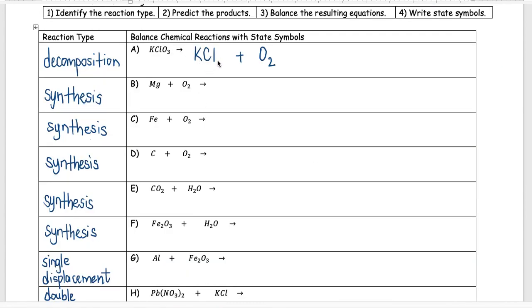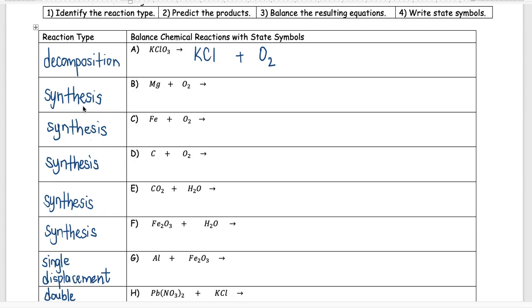So we need a metal chloride. Potassium has a 1+ charge, chlorine has a 1- charge, so that's why the formula is just like this, a 1-to-1 ratio. And then oxygen pops out. Remember, oxygen needs to be diatomic. I'm also giving myself enough space so that I can balance and write state symbols.